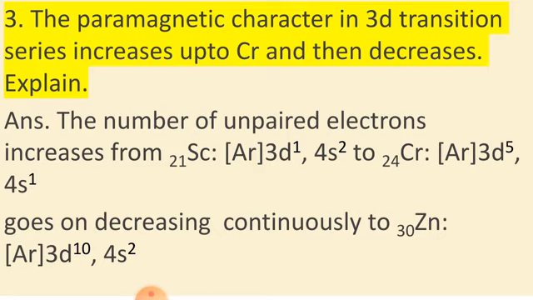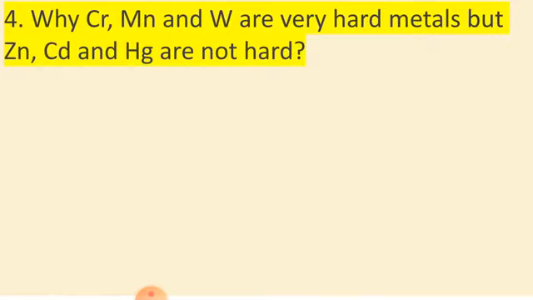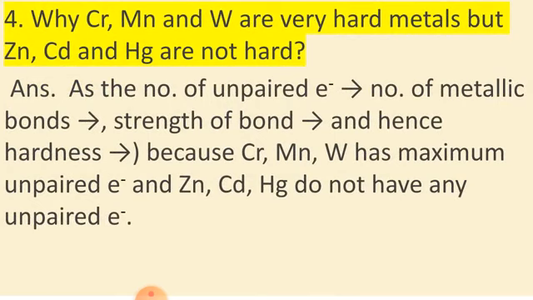So by looking at the electronic configuration you can find that the paramagnetic character increases in the 3d series up to chromium and then decreases. Now dear students, why are chromium, Mn and W, that is tungsten, very hard metals, but Zn, Cd and Hg are not hard? I also told you, the more the number of unpaired electrons, the more the metallic bonding and the more the bond strength.